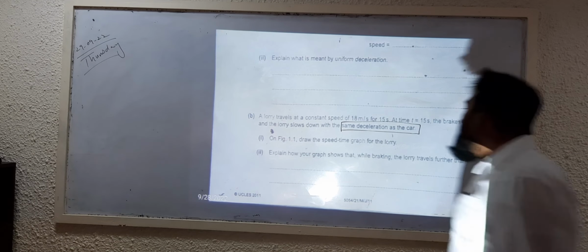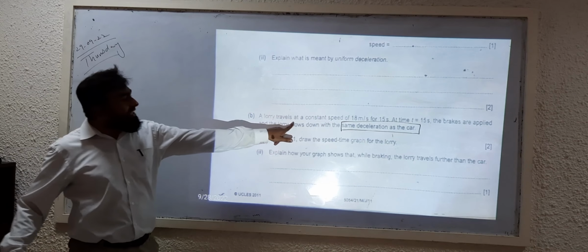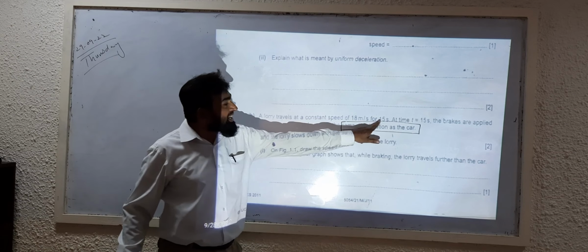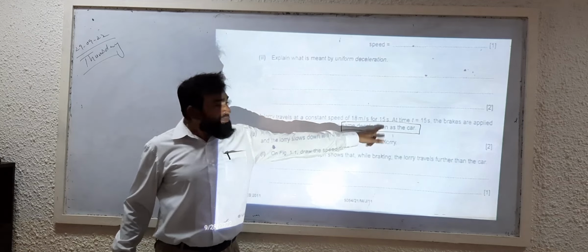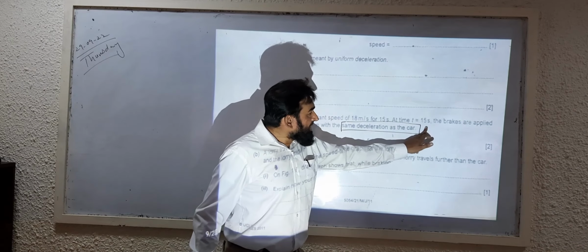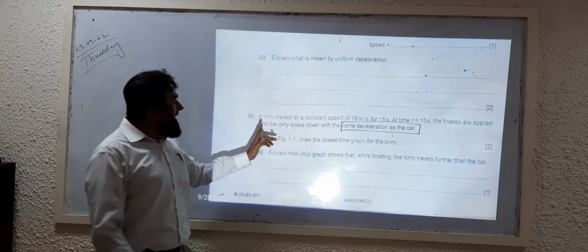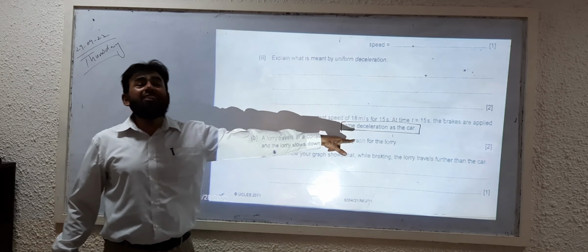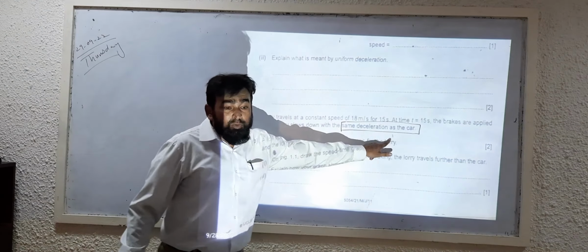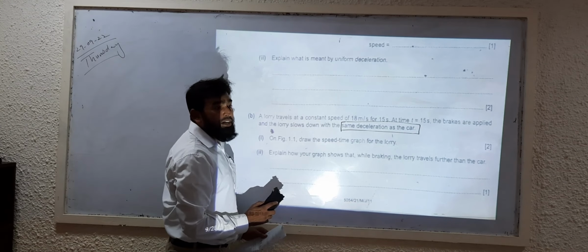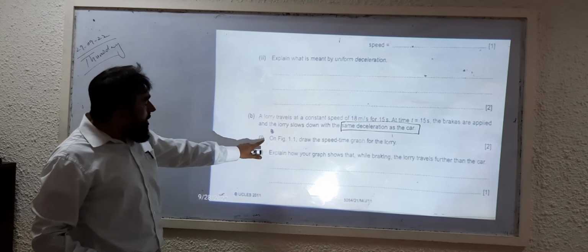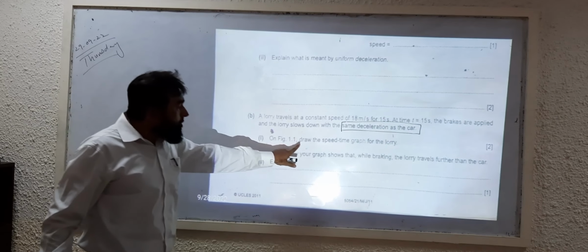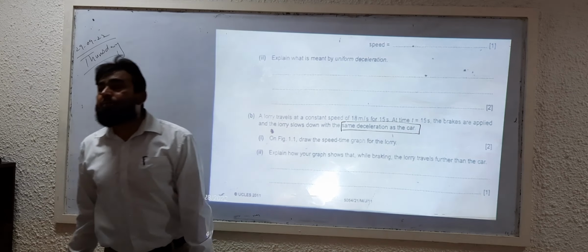Now here you will have to observe: a lorry travels at a constant speed of 18 meter per second for 15 seconds. Now at time t equals 15 seconds, the brakes are applied and the lorry slows down with the same deceleration as the car. You will have to observe it very carefully that he is saying the same deceleration as the car. Now what is he saying? On figure 1.1, draw the speed time graph for the lorry.